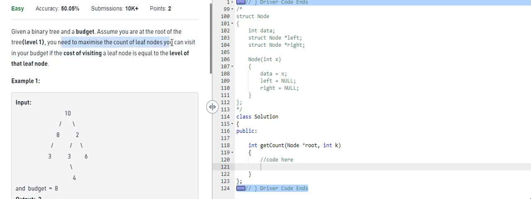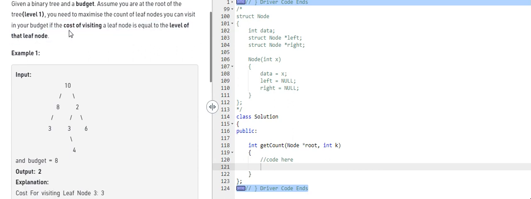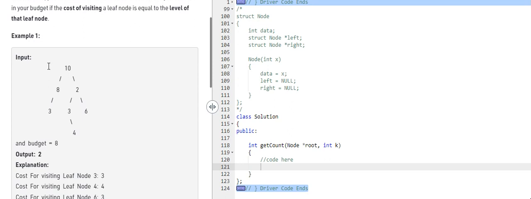So we have to find the maximum number of nodes. Which node? It must be a leaf node. We have to reach the maximum count of leaf nodes with our given budget. The cost of visiting a leaf node is equal to the level of the leaf node. It says that the cost of visiting a leaf node is its level. Here a tree is given and the budget is 8.